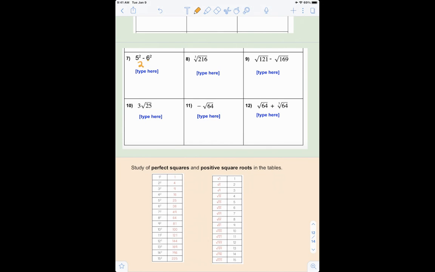So 5 squared is 25, and minus 6 squared is 36. And I'm going to rewrite my subtraction as adding the opposite. So I'm going to subtract 36 and 25, and that's 11. And my answer would be negative because 36 is a larger number and it's negative. Okay, the cube root of 216 is 6. Now, problem number 9. The square root of 121 is 11, minus the square root of 169 is 13. I'm going to rewrite this as 11 plus negative 13, which equals negative 2.